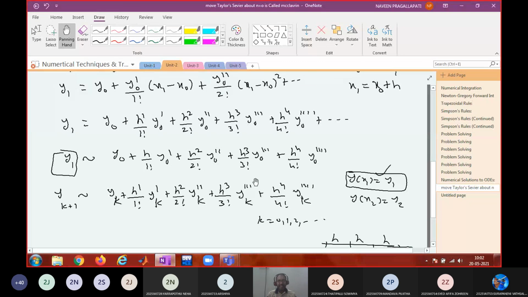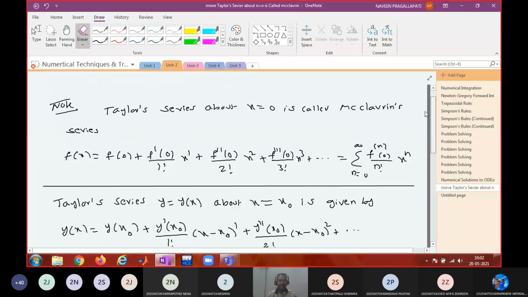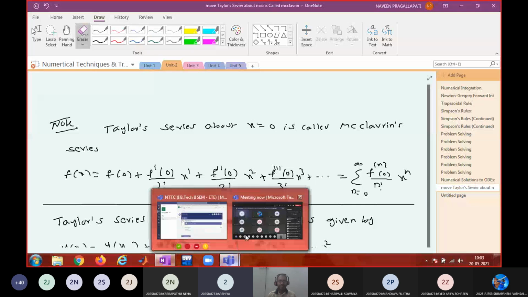Okay. So in the next class, we'll see how to find these derivatives, and then how to compute the value of y at a given value of x1, and at x2. Is it okay? And after the class, I will share these notes so you can go through whatever I discussed today. Is it fine? Yes, sir.